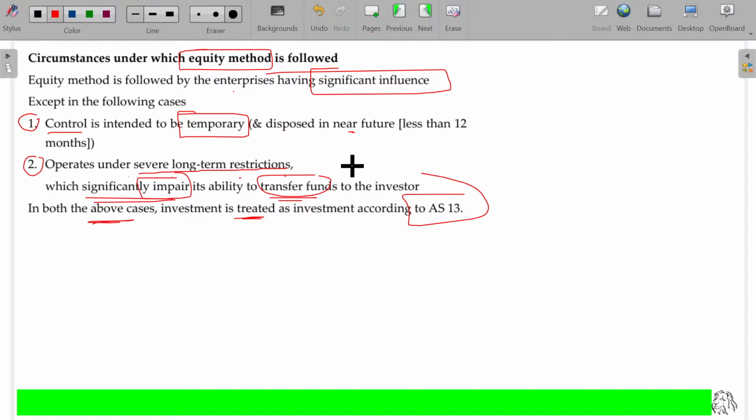How can we value such investment? AS number 13 says how to calculate all these things. We have to study that one also later on. So whatever the investment, what happens? What is the journal entry for investing in company X? Say an amount of rupees 1 lakh. Simple, right? Investment account debit to bank 1 lakh. What happens?